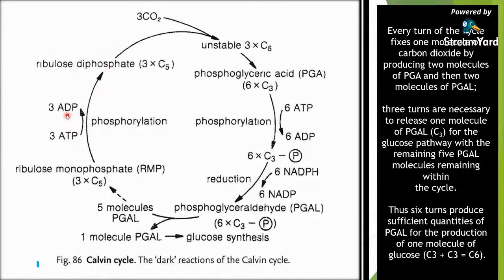In this way, there occurs the use of 9 ATP molecules and 6 NADPH molecules during one cycle of the Calvin cycle.